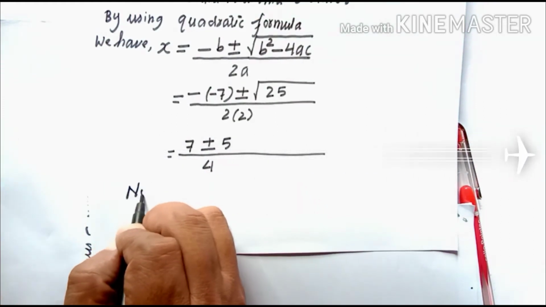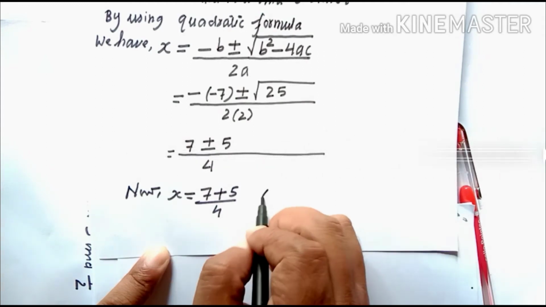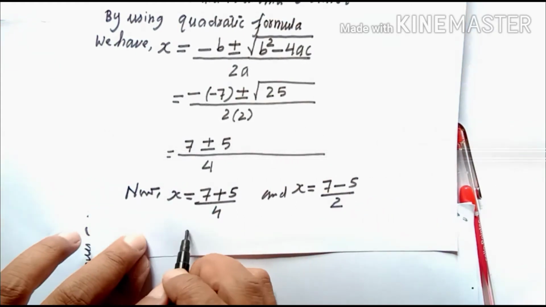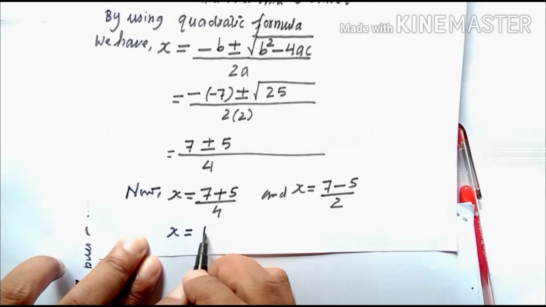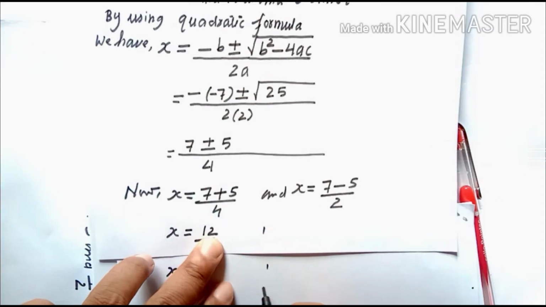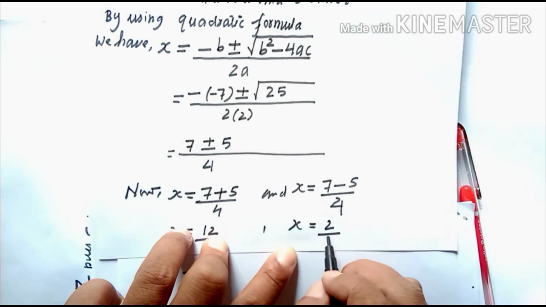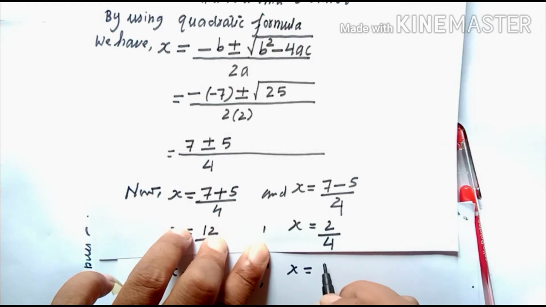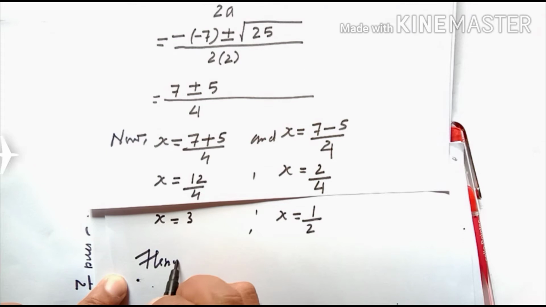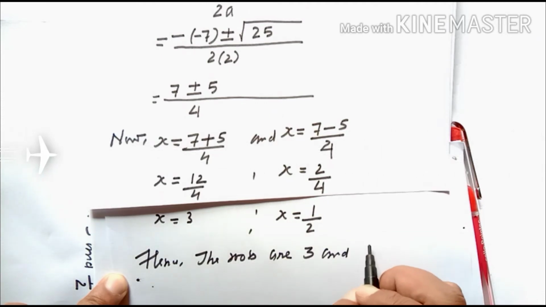After this, you'll have to separate this into two parts. Now x equals 7 first sign plus 5 divided by 4, and x equals 7 minus 5 divided by 4. So x equals 7 plus 5, yes, 12 divided by 4. So x equals 3. Similarly, x equals 7 minus 5, that is 2 divided by, here I'm sorry, it is 4. So 2 over 4, then both these numbers are divisible by 2. 2 into 1 times, 2 into 2 times. So the required roots are, therefore, hence the roots are 3 and 1 by 2.